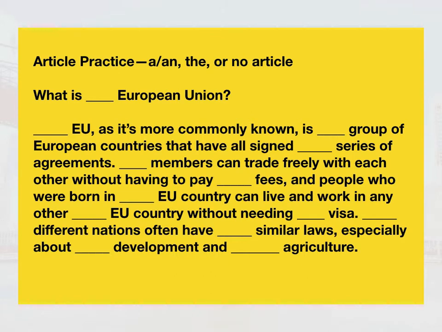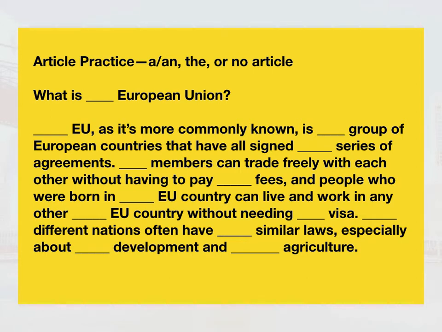EU, as it's more commonly known, is a group of European countries that have all signed a series of agreements. Members can trade freely with each other without having to pay fees. And people who were born in an EU country can live and work in any other EU country without needing a visa.